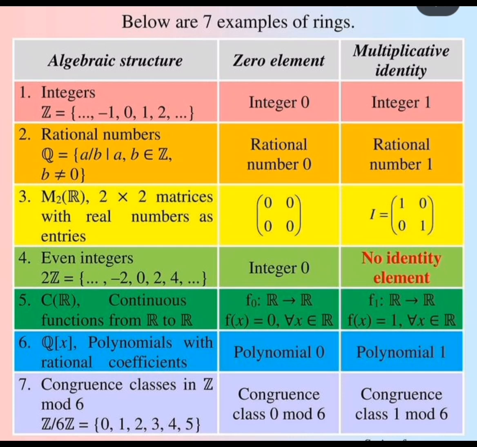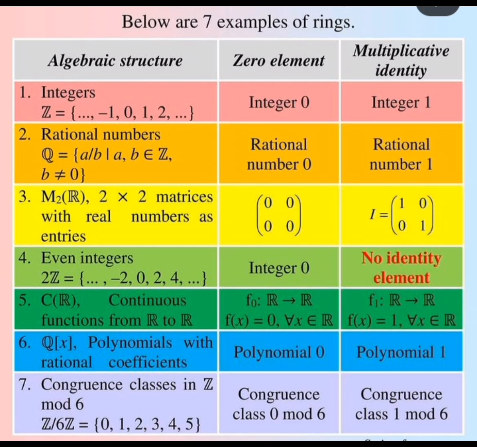Then we have even integers. The set of even integers is a ring. But in this case there is no multiplicative identity element, because negative integers are also included.